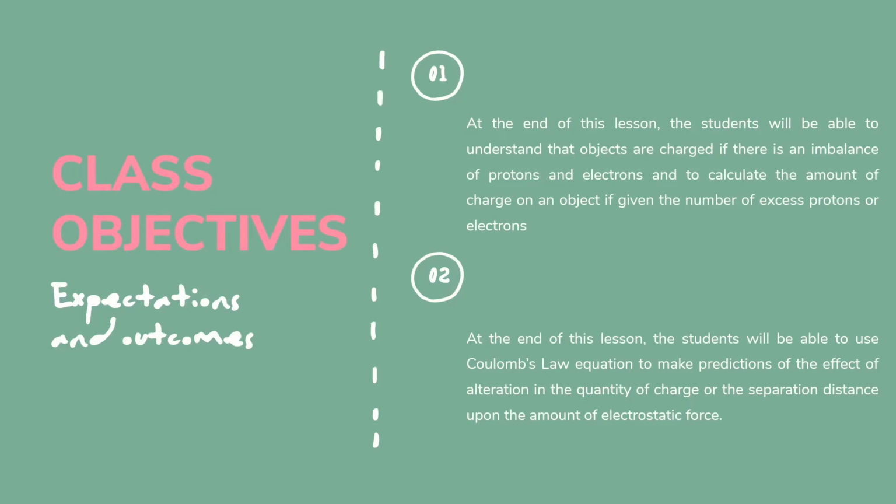So the class objectives. At the end of this lesson, the student will be able to understand that objects are charged if there is an imbalance of protons and electrons, and to also calculate the amount of charge on an object if given the number of excess protons or electrons. Second, at the end of this lesson, the student will be able to use Coulomb's law equation to make predictions of the effect of alteration in the quantity of charge, or the separation distance upon the amount of electrostatic force.